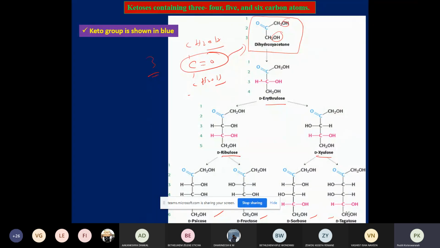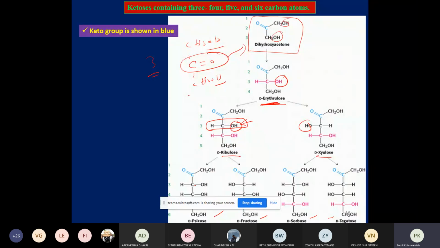And you can see here, from the dihydroxyacetone, when we introduce one more carbon next to the keto functional group and place the hydroxyl group on the right side, then it becomes D-erythrulose. And after that, when you introduce one more carbon and place the hydroxyl group once on the right and once on the left, it becomes D-ribulose and D-xylulose.